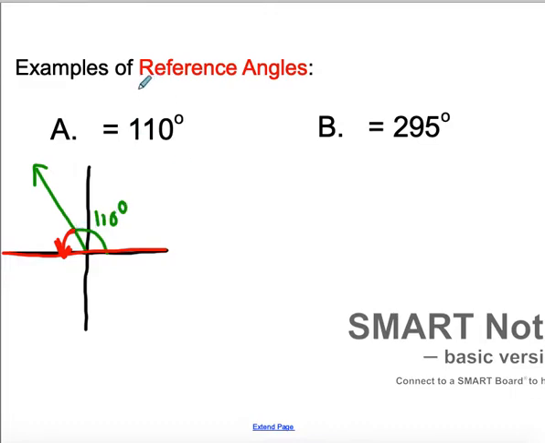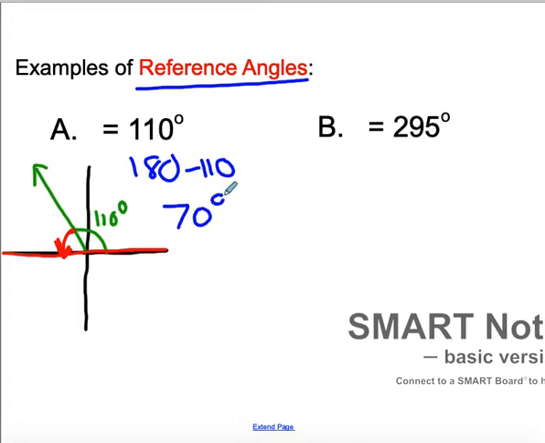But then you want to find the reference angle. So we just do 180, which we know an angle all the way over here would be 180, minus 110, and you would get 70, right? So our reference angle right here is a 70 degree angle.